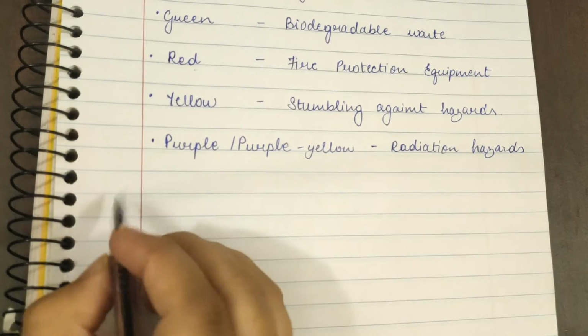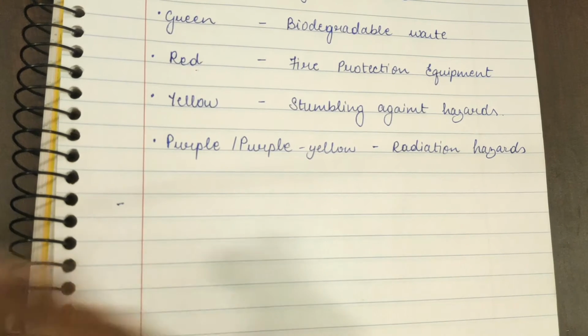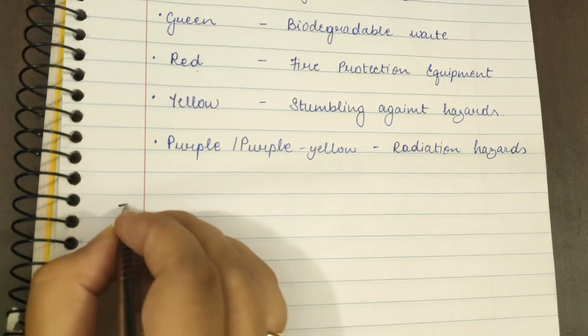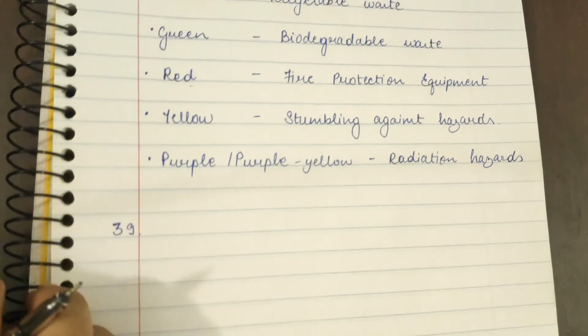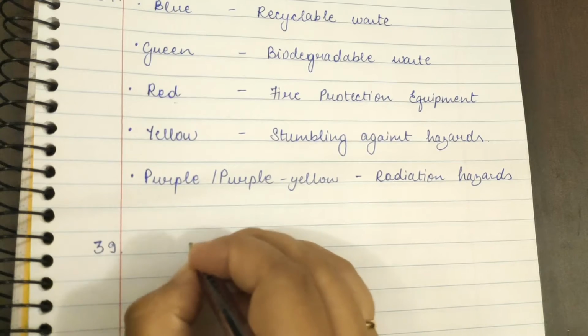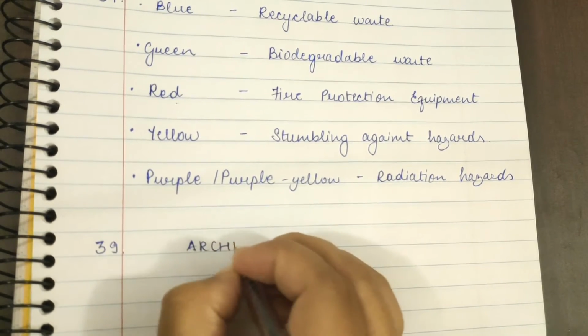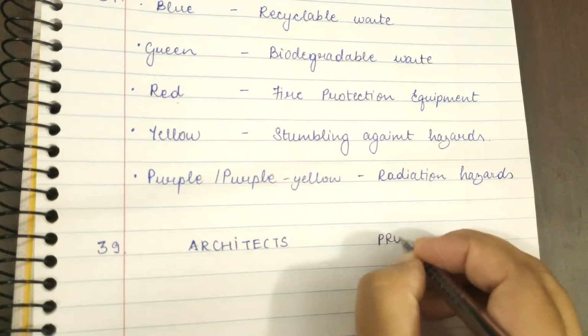Question number 38 was marks to all type of question. The question was not sufficient enough for the answer, so we move on to question number 39. This is basically match the projects with their architects. I will first write the architect here, and we can write projects over here.